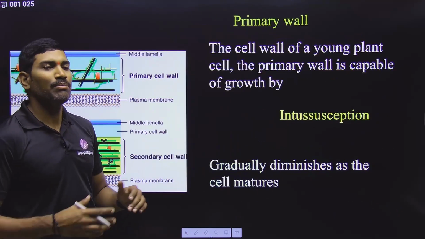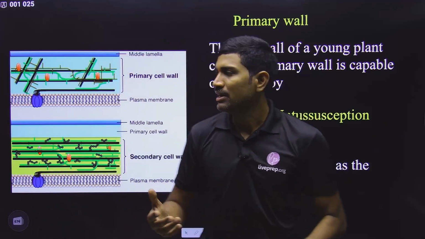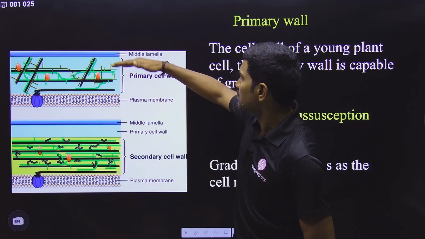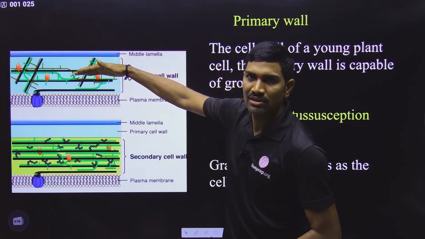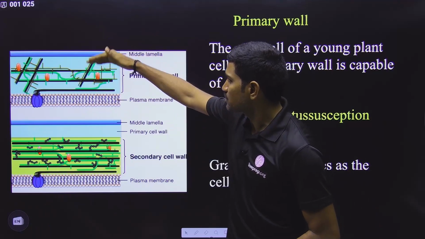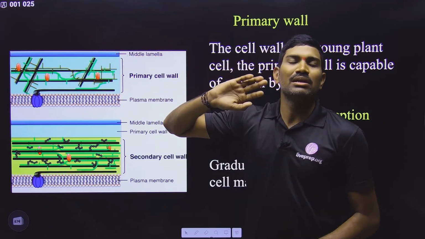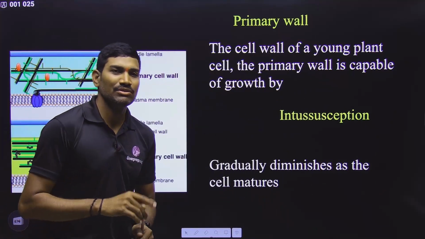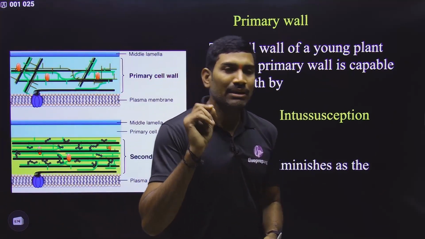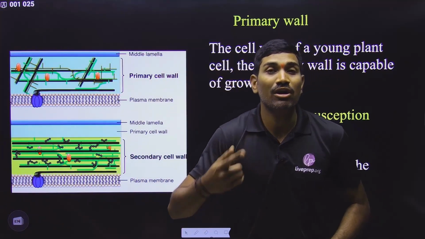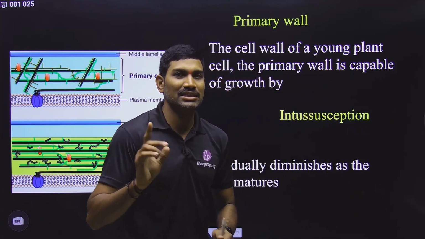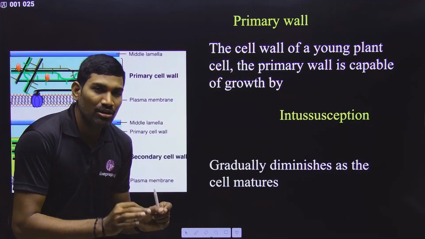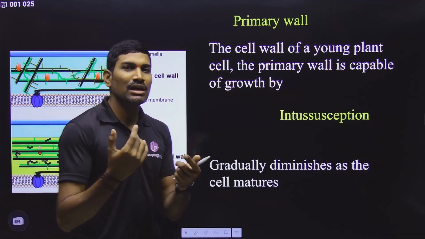Okay, this is the name that they are using here. Next is regarding the primary wall. What is the location of the primary wall? It is present just inner to the middle lamella, towards the plasma membrane side. If you observe the NCERT clearly, they said that the primary wall is the cell wall of young plant cells. Please understand the logic there.